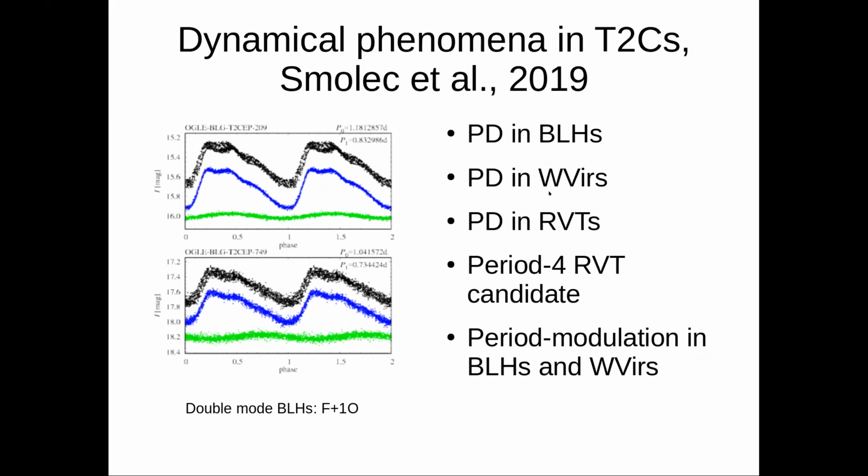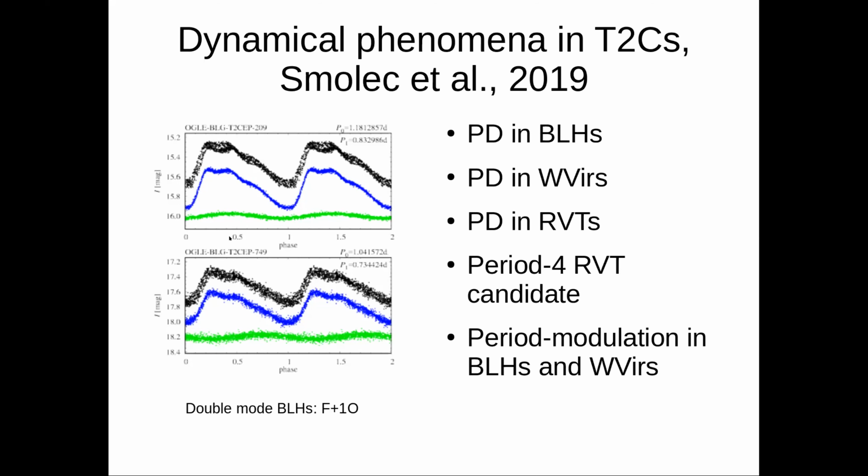Also, this dynamical phenomenon is observed in other stars. These stars are from the OGLE database. They are in the Milky Way. As you can see, OGLE-BLG represents the bulge. So the period doubling was observed in the BL Herculis, W Virginis, and RV Tauri stars. There is a period 4 cycle, so the repetition is not in the second period, but in the fourth period. And that is observed in RV Tauri stars. And there are other modulations that are observed in the BL Herculis and W Virginis stars.